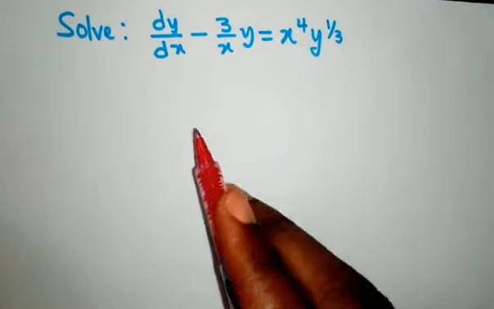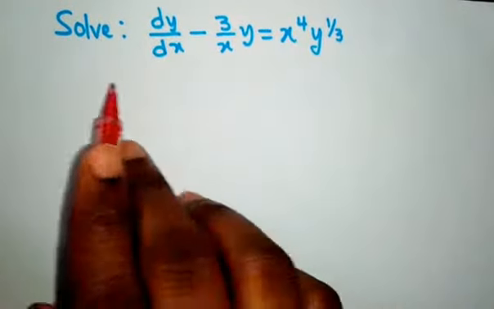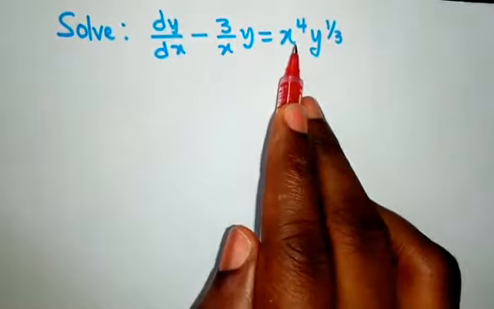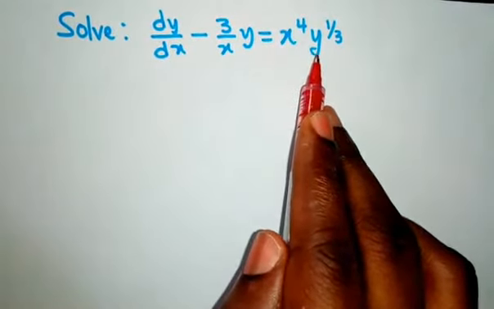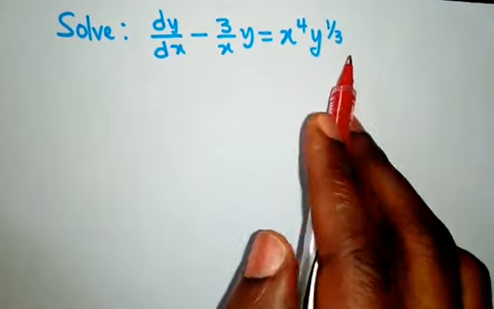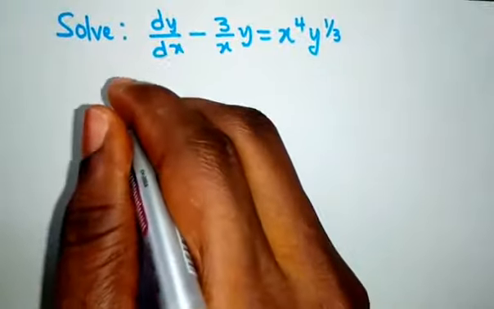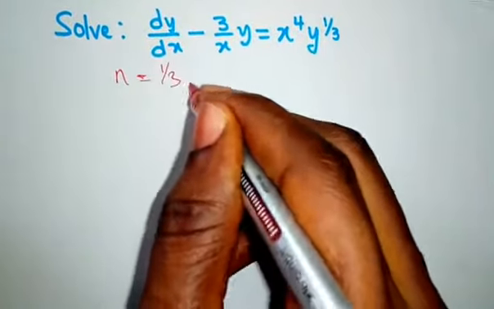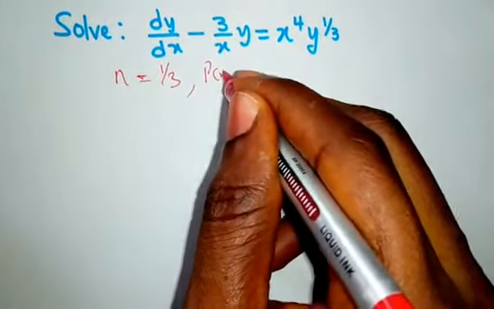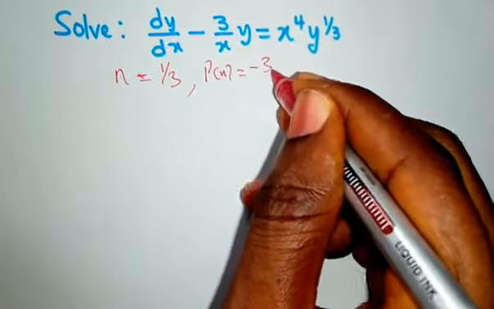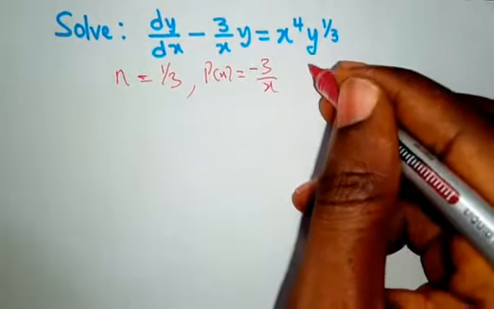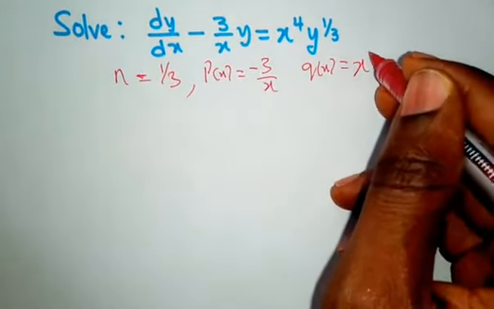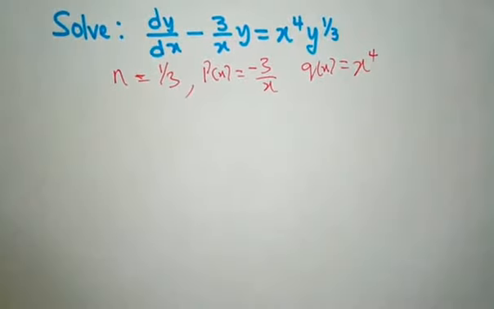Now let's see an example on how to solve a Bernoulli equation. Solve dy/dx - (3/x)y = x^4 y^(1/3). So here we observe that our n equals 1/3, our p(x) equals -3/x, and then q(x) equals x^4.